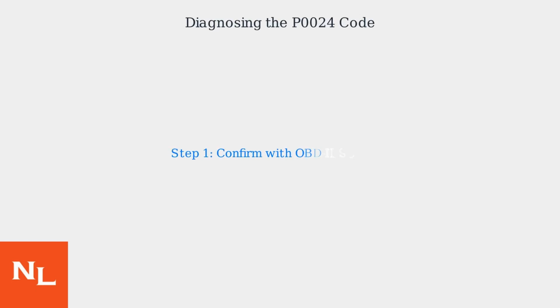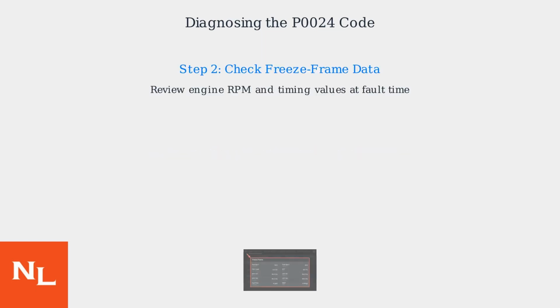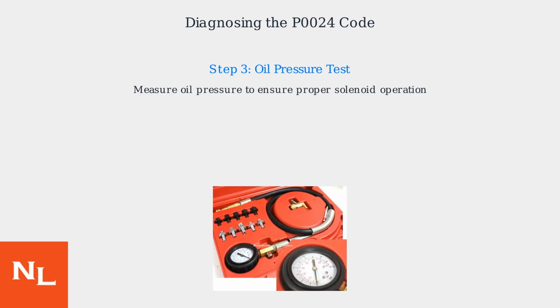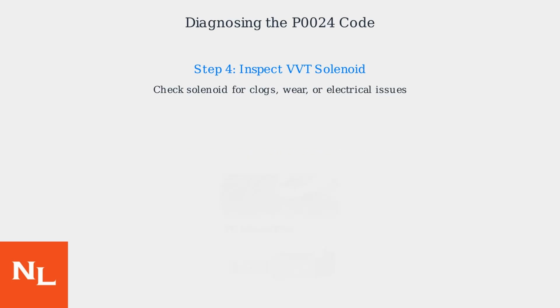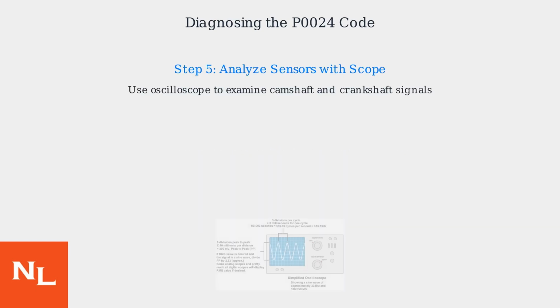Diagnosing the P0024 code begins with confirming the code using an OBD2 scanner. Next, check the freeze frame data captured when the code triggered. Look at engine RPM and timing values for insights. Perform an oil pressure test to verify adequate pressure for the VVT system to function properly. Inspect the VVT solenoid for physical damage, clogs, or wiring issues that could cause timing problems. Finally, use an oscilloscope to analyze signals from the camshaft and crankshaft position sensors for irregularities.